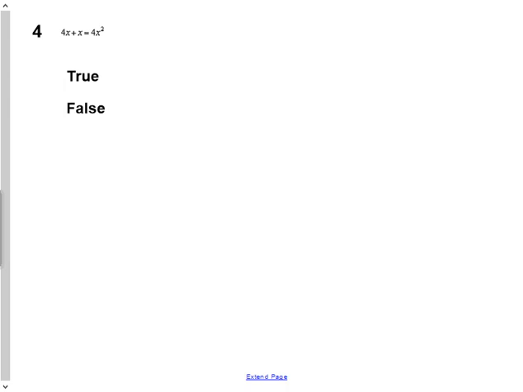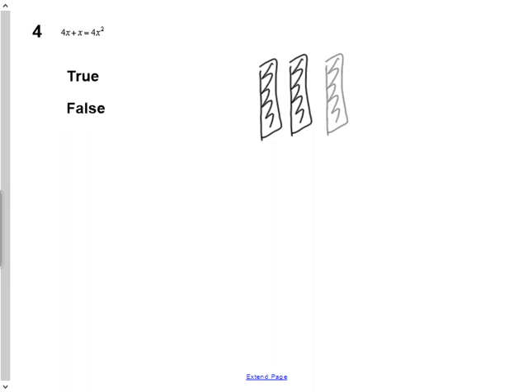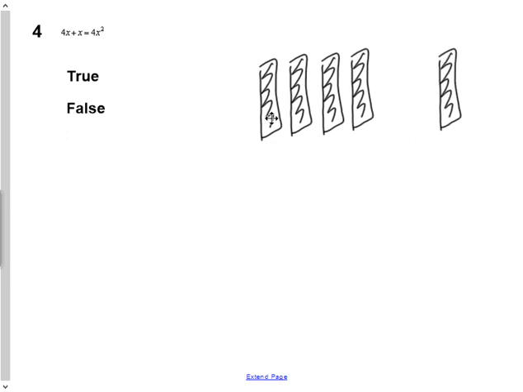Question 4 has to do with adding like terms. It says 4x plus x. So if I was to draw this, there's an x. There would be 2x. There would be 3x. There would be 4x. So there's 4x plus an additional x.